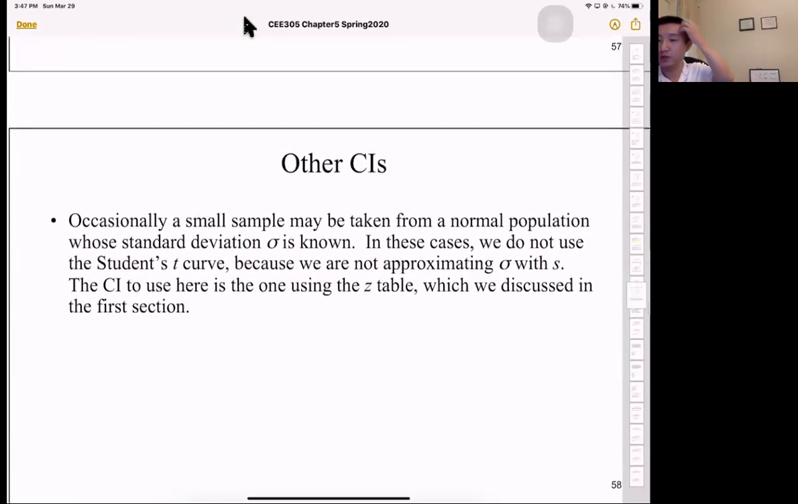Okay, and here shows a special situation. Sometimes a small sample may be taken from a normal population, and if we know sigma, the population standard deviation, then we do not need to use Student's t distribution because we know the sigma. So remember, if we know the population standard deviation sigma, we should use the z table, not the t table. Okay, so this is a special case. So use the z table, which is table 8.2.